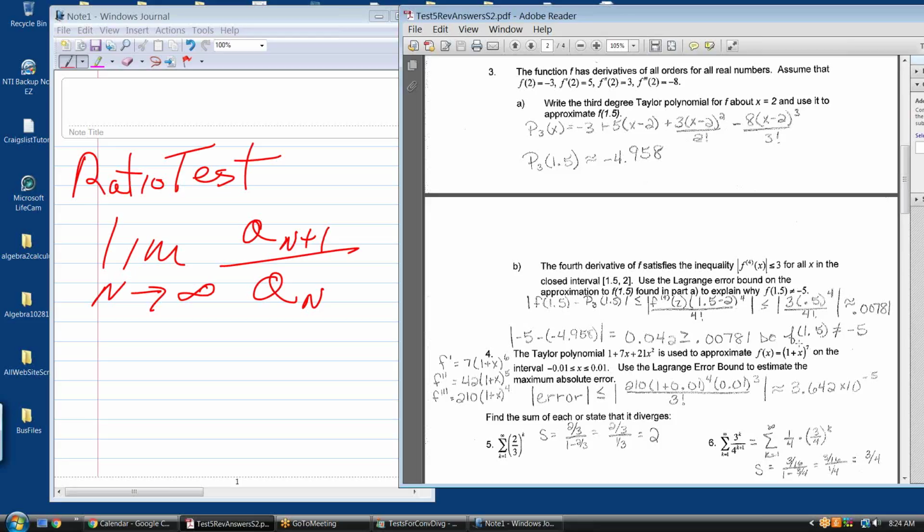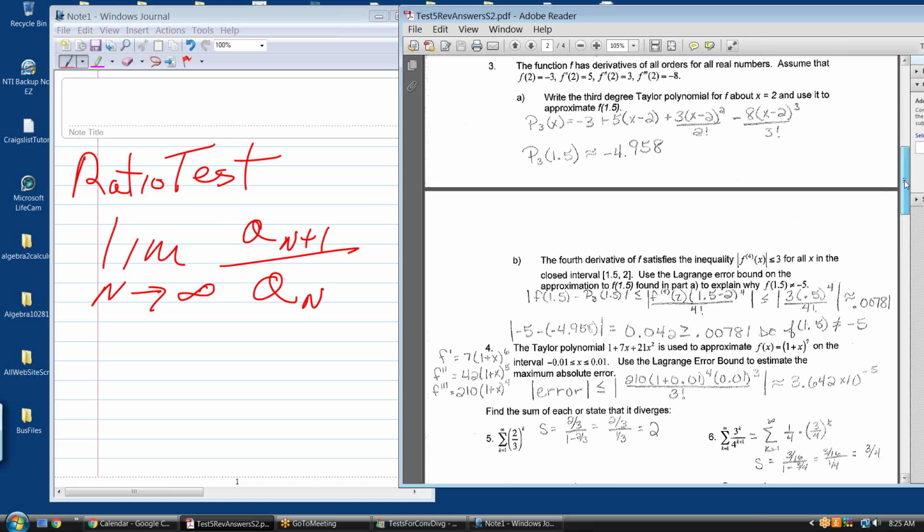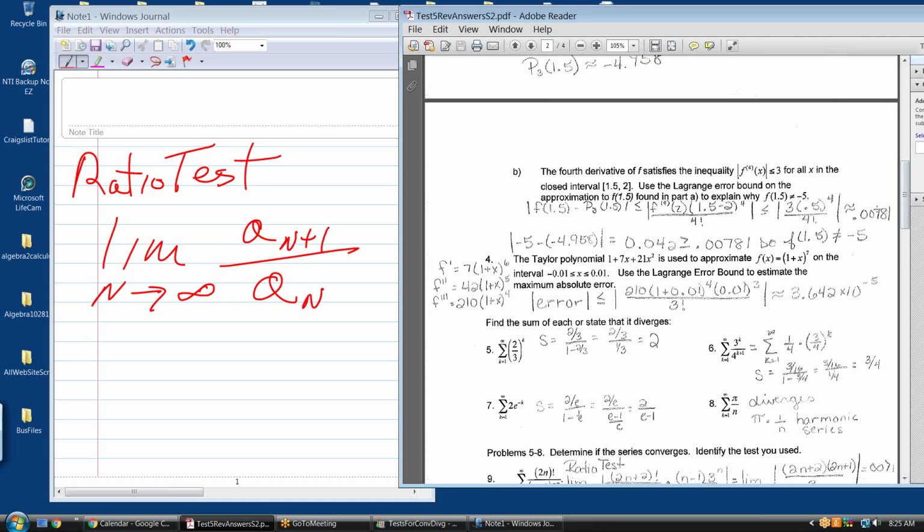There's no way f of 1.5 can be equal to -5, because if it was, notice that 1.5 is in our interval. So f of 1.5 should give us an answer that is less than this error. But it doesn't. When we actually plug it in, we get 0.042, which is greater than that. So that cannot be equal to -5. And 0.0078 was the Lagrange error bound.